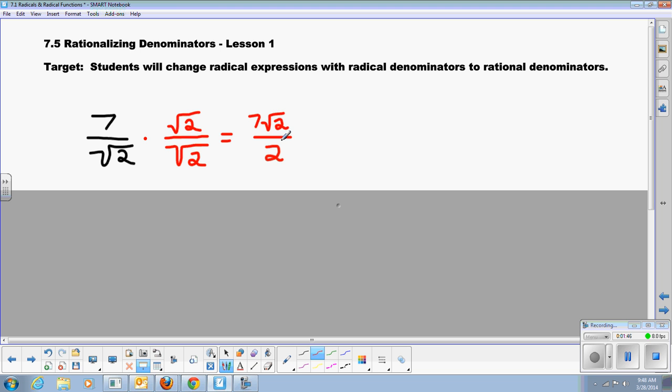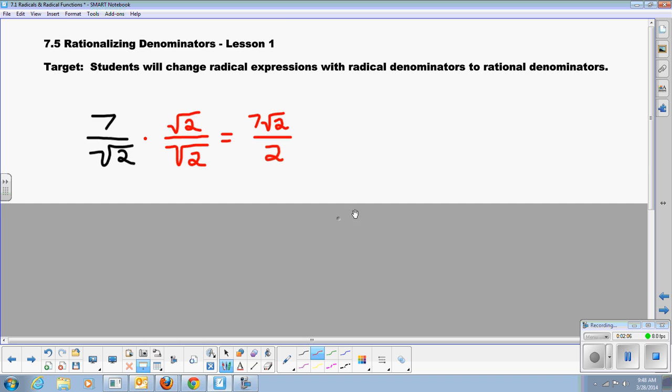I know I'm dealing with halves. I'm not dealing with the square root of 2, whatever that turns out to be. That's an irrational number. I want the bottom to be rational. I know what 2 is. I know what half of something is. That I can work with much easier. So this is what we mean by rationalizing a denominator. We're going to change it from an irrational number to a rational number, one that I can make more sense of. So let's look at a couple more examples.